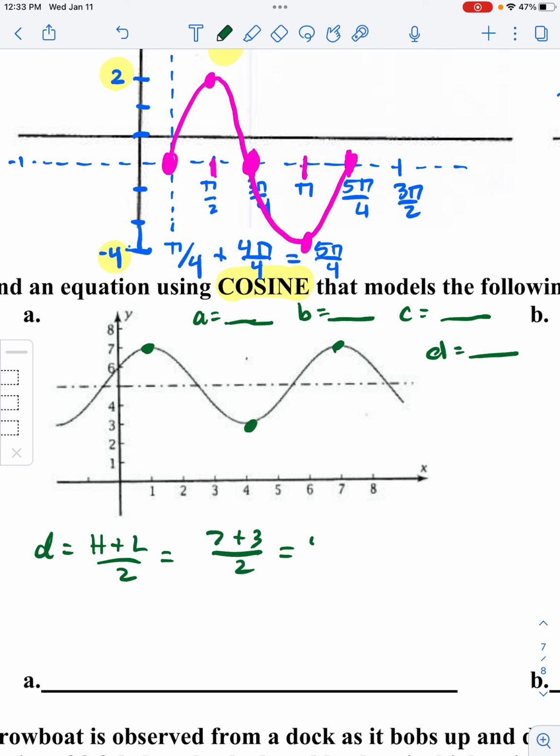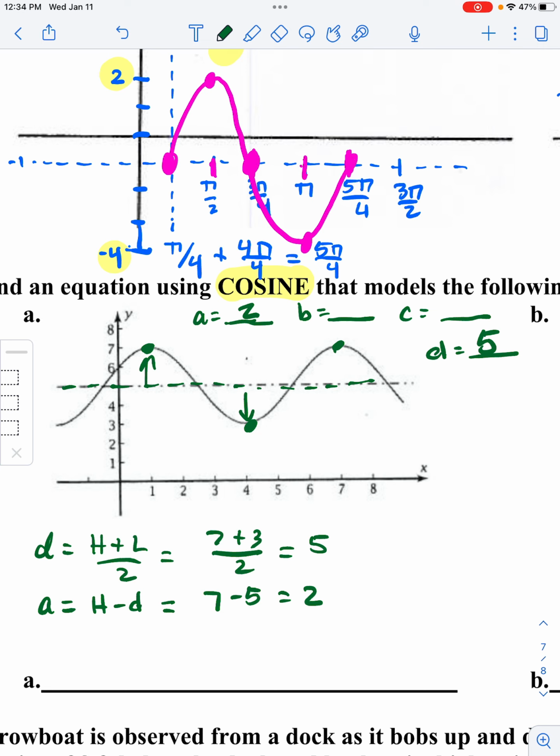And so when I divide that in half, I get the 5 that you actually can already see. That is my vertical shift. Okay, then I like to find A next because I can find the amplitude either just by looking on here or by taking that high value minus the midline value. So for me, that's a high value of 7 minus the midline value of 5. So I have an amplitude of 2.